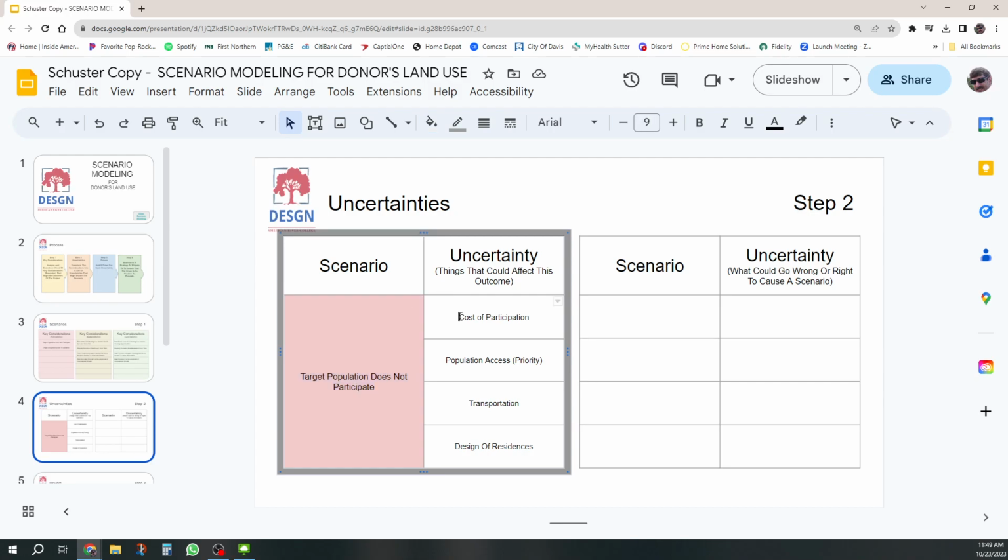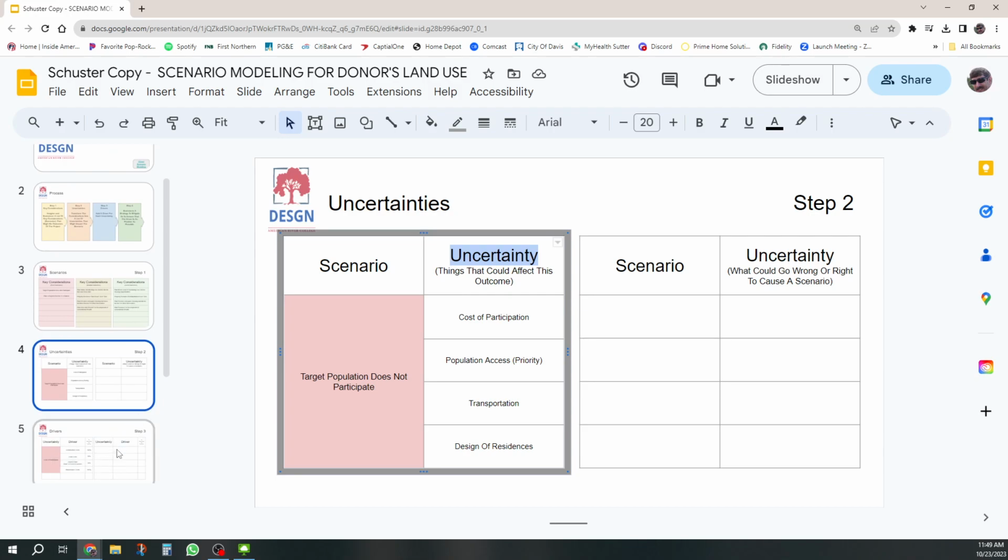So these are uncertain, and I don't know what these are yet. I don't know the cost. I don't know yet who will have access or not. I don't know yet what the transportation is like there. I don't know yet what the design looks like. I'm thinking of these things as being uncertain. Okay, now some of those things I might have some control over.